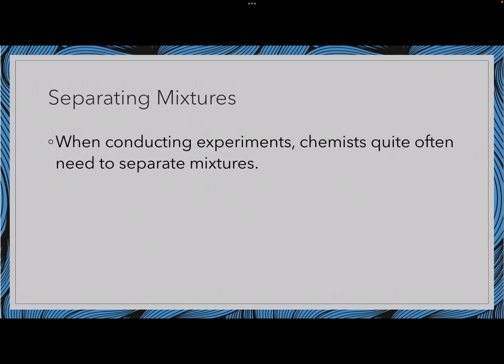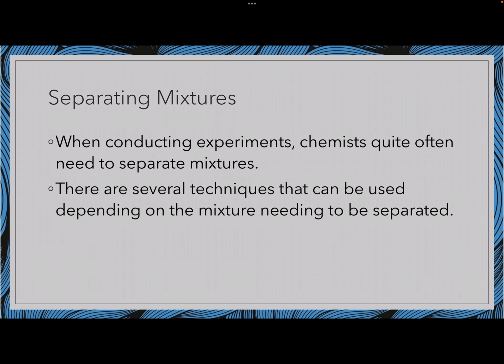Now, when we're conducting experiments, chemists quite often need to separate mixtures. So we might perform an experiment, do a chemical reaction, and we want to isolate one of the products. And so we need to then be able to separate what we want from what we don't want based on its physical properties. Now, there's several techniques that we're going to be using, depending on the mixture that needs to be separated and depending on the physical properties. So we're going to do a couple of these today in a prac, and the other ones I'm going to show you, do an example of.